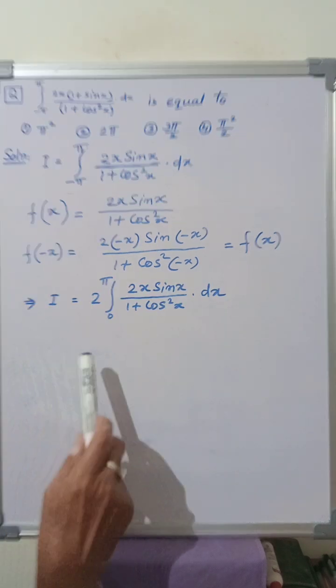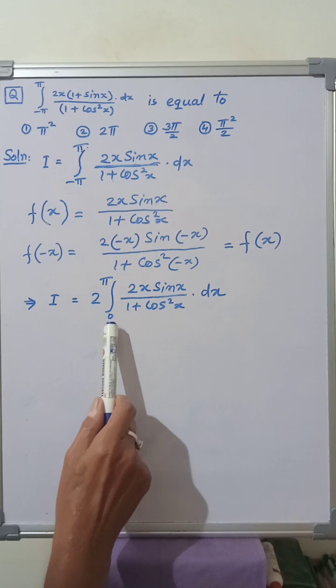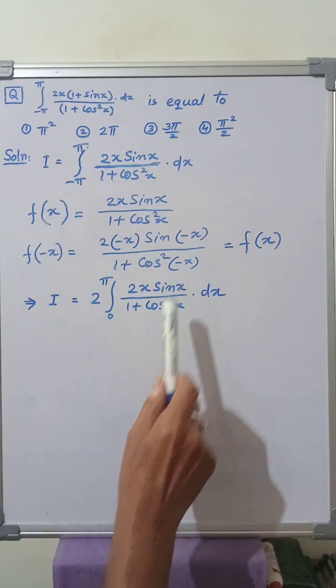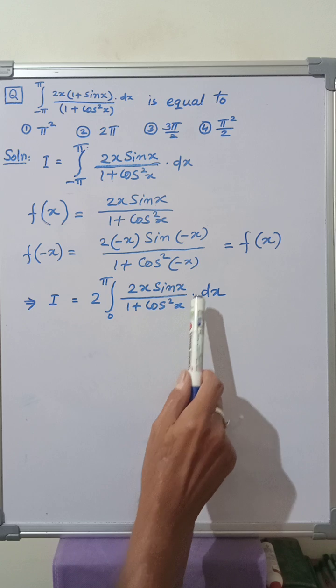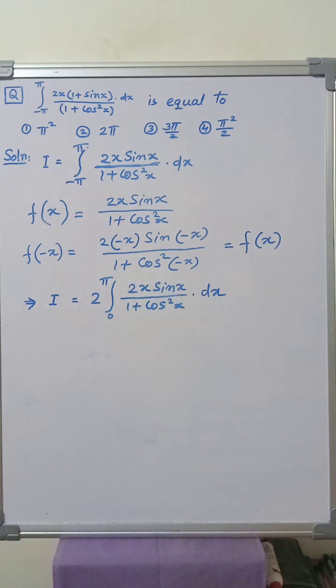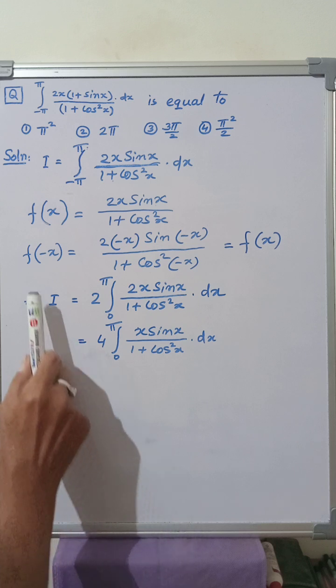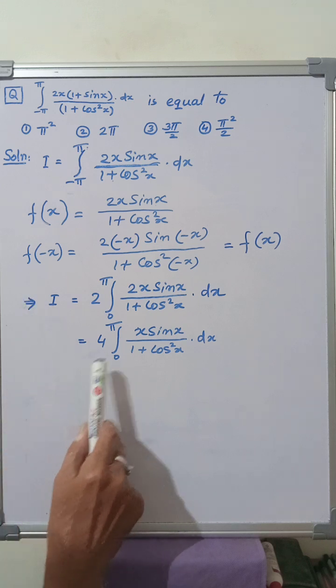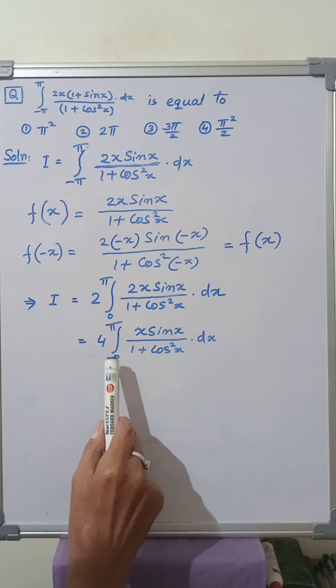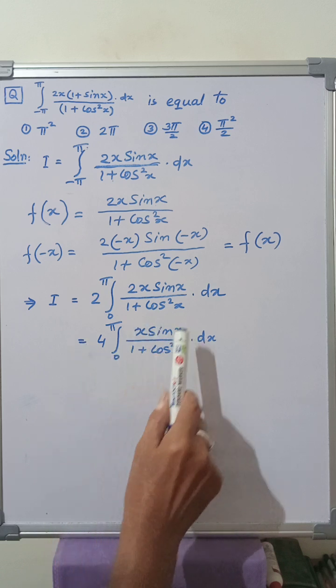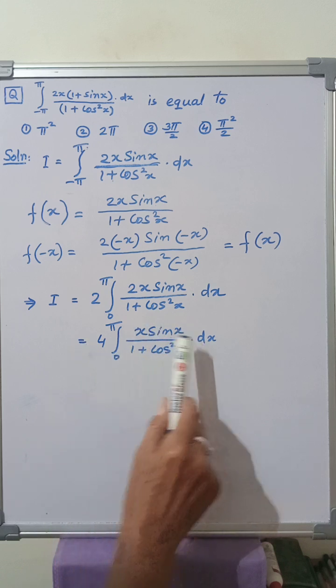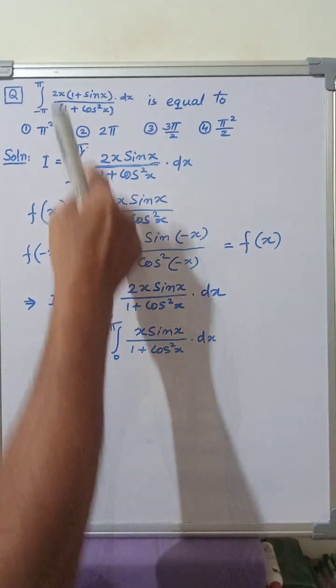Which gives I is equal to 2 into integration between limits 0 to pi of 2x sin x divided by 1 plus cos square x into dx. Therefore, taking these two outside the integral, it becomes I is equal to 4 into integration between limits 0 to pi of x sin x divided by 1 plus cos square x into dx. Let us remove that and put it there.